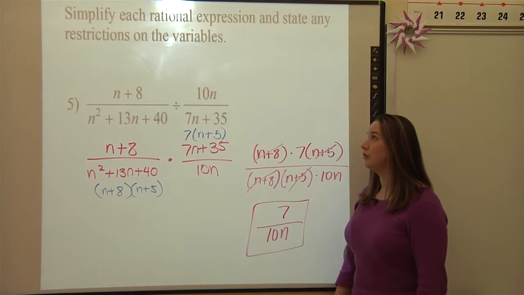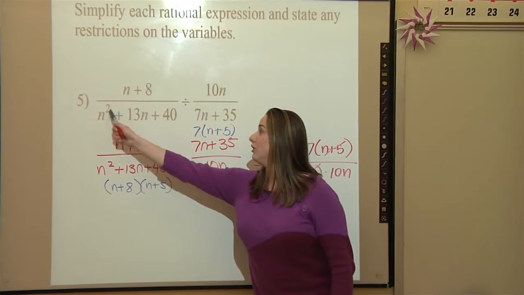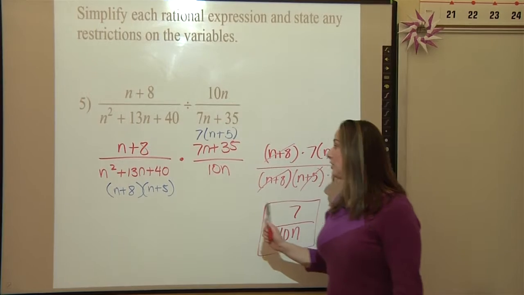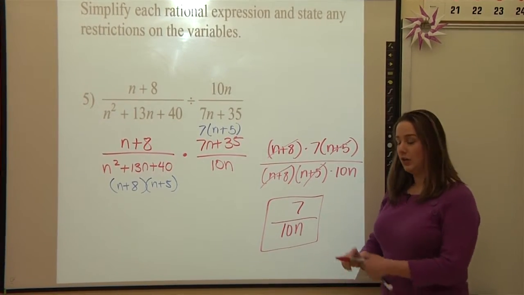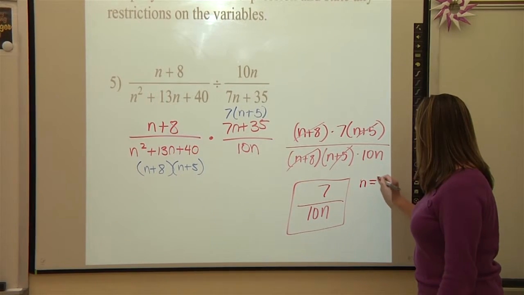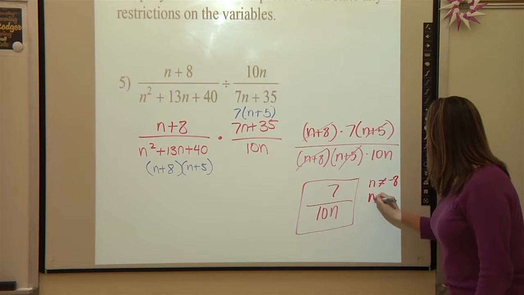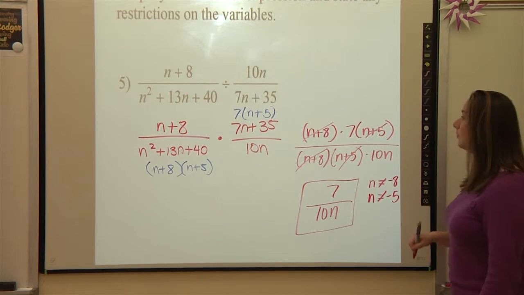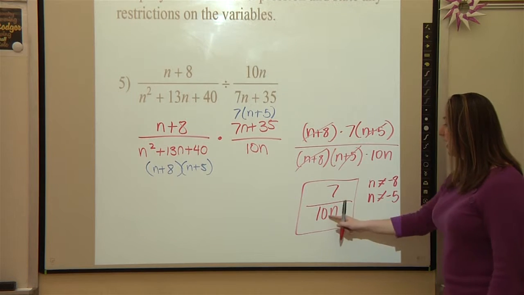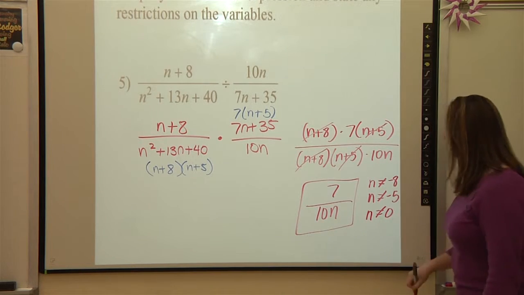When I think about restrictions on the variables, I want to think about restrictions in the denominator of the original problems and in the denominator of the simplified version. So for this problem, I'm going to say that n cannot equal -8 and -5, as well as -5, and that's a duplicate. And for this problem, this denominator, n cannot equal 0.